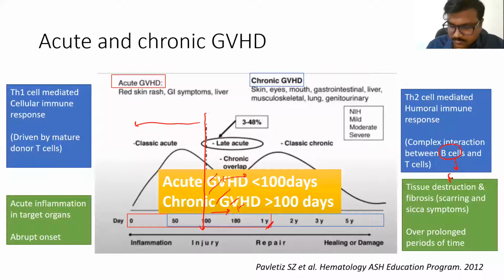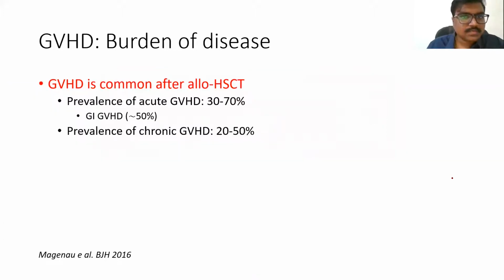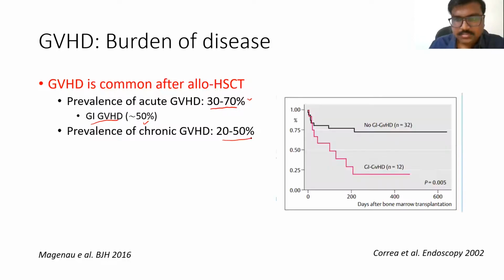So 100 days is what we have to remember. Less than 3 months is acute. GVHD is very common after allogenic hematopoietic stem cell transplant, and the prevalence has been reported from 30 to 70%. And if you take only GI GVHD, 50% of the patients undergoing stem cell transplant will develop gut manifestations. And the prevalence of chronic is 20 to 50%.